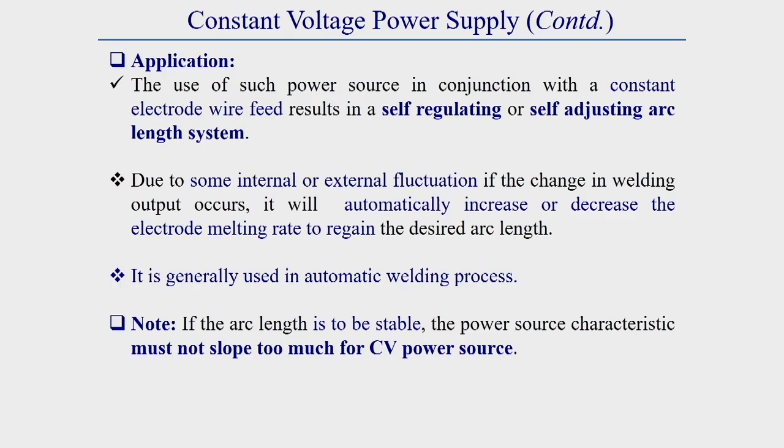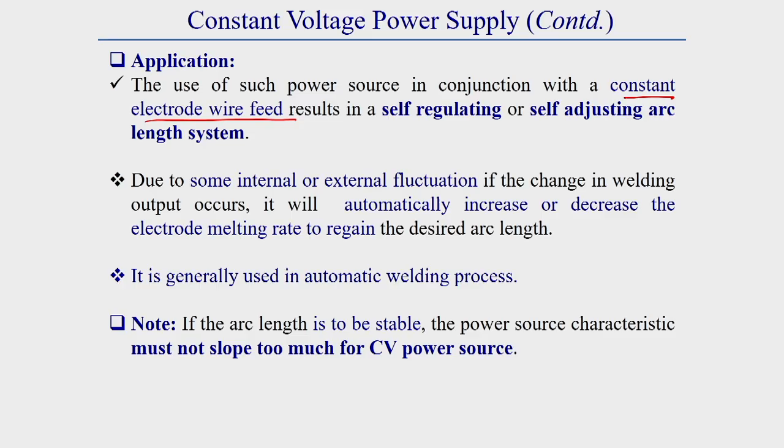The use of such a power source in conjunction with a constant electrode filler wire feed results in a self-regulating or self-adjusting arc length system. Due to these characteristics of the power source, there is control of arc length, and we can keep our feed rate constant. How this happens, I will tell in detail in subsequent slides.